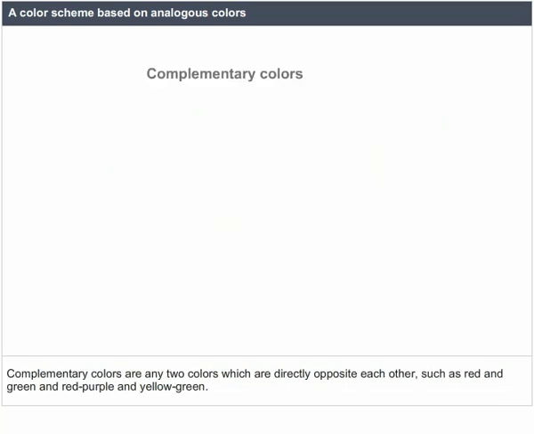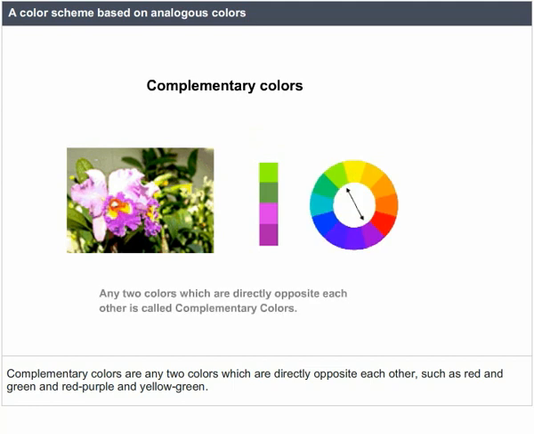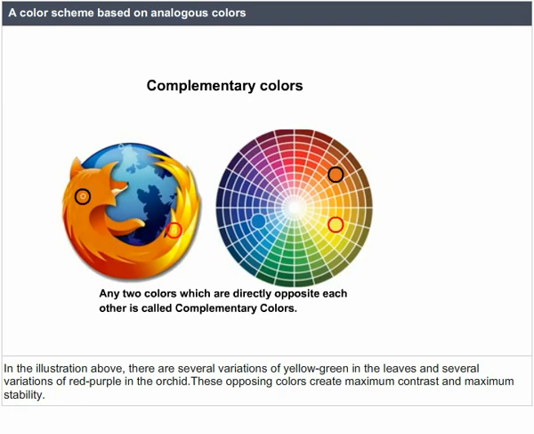Complementary colors are any two colors which are directly opposite each other, such as red and green, and red-purple and yellow-green. In the illustration above, there are several variations of yellow-green in the leaves and several variations of red-purple in the orchid. These opposing colors create maximum contrast and maximum stability.